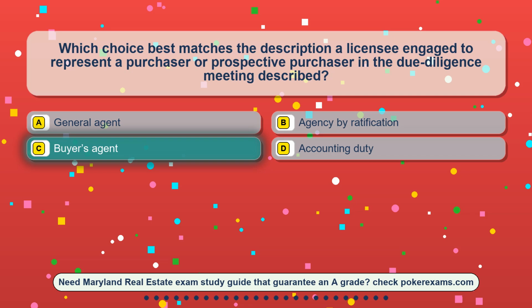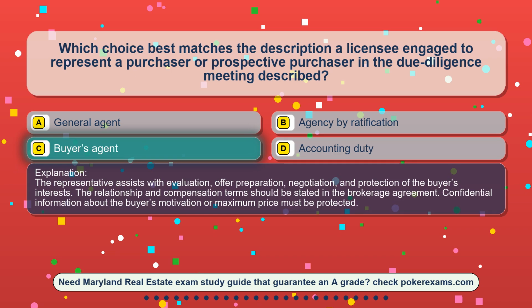The correct answer is option C, buyer's agent. The representative assists with evaluation, offer preparation, negotiation, and protection of the buyer's interests. The relationship and compensation terms should be stated in the brokerage agreement. Confidential information about the buyer's motivation or maximum price must be protected.